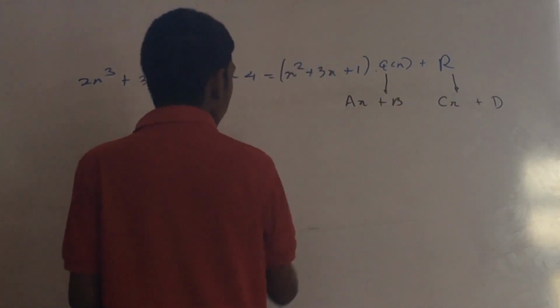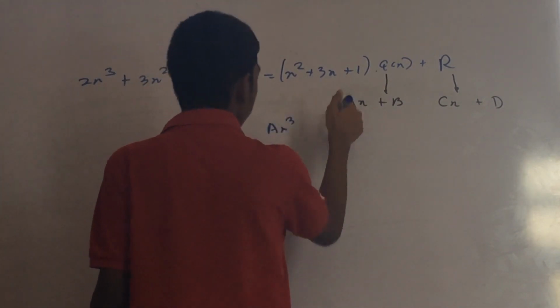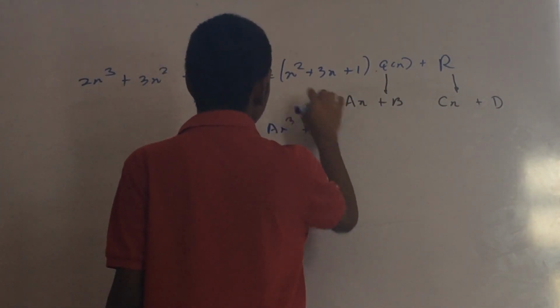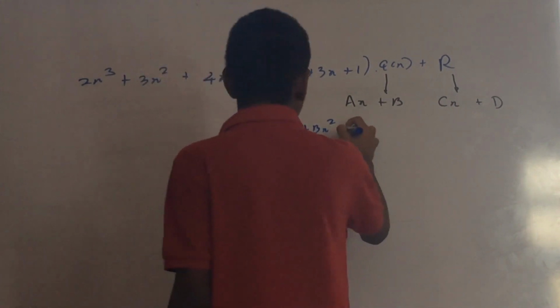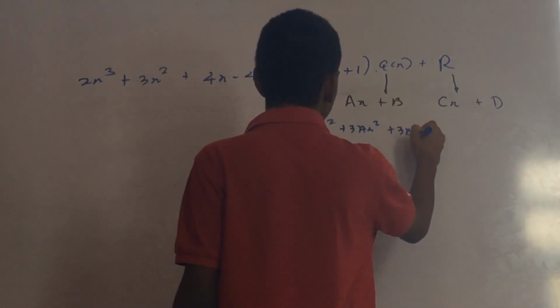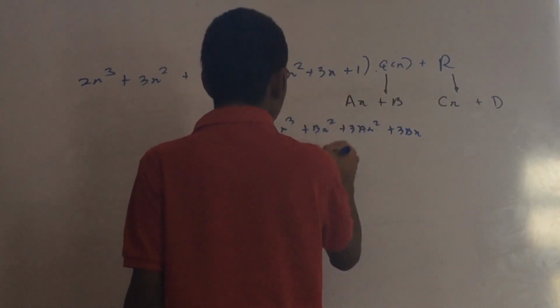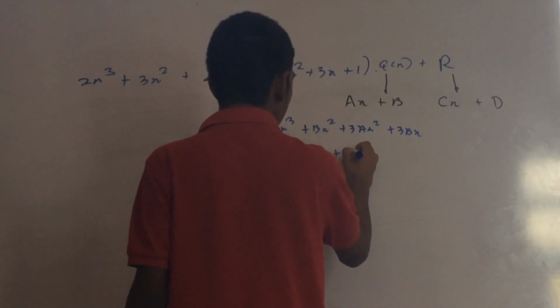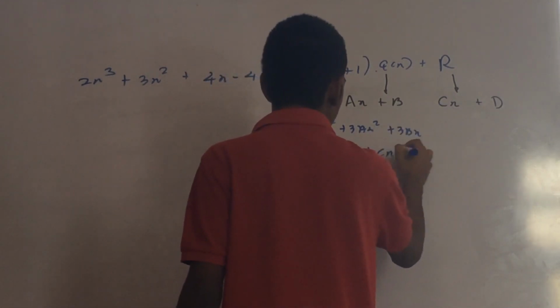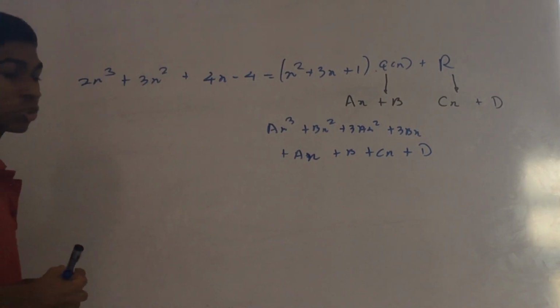x squared into ax will be ax cubed, x squared into b will be bx squared, 3x into ax will be 3ax squared, 3x into b will be 3bx, 1 into ax will be ax, 1 into b will be b, and here we have cx plus d. And we should equalize the coefficients of powers.